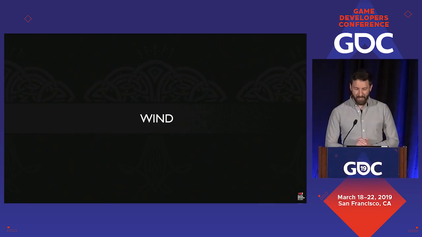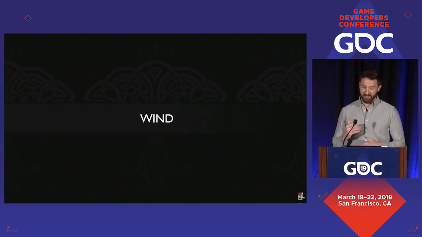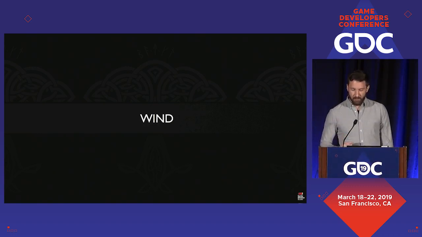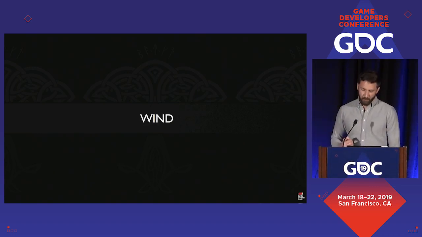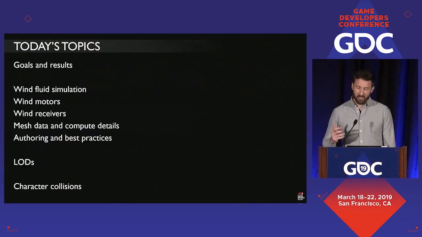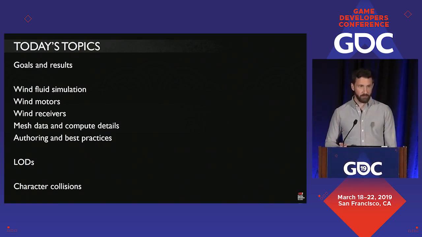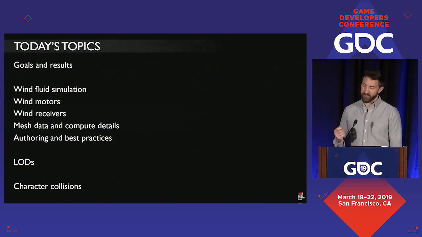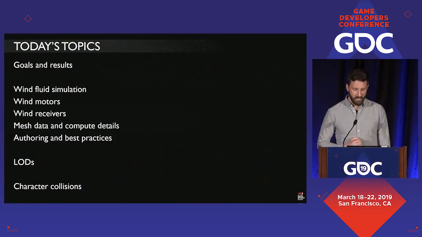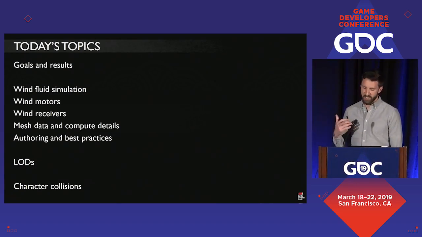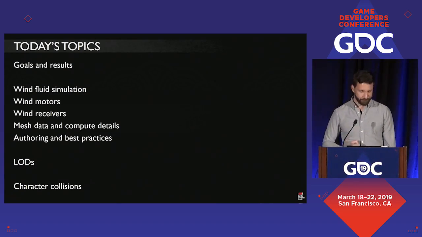So I hope you want to learn about our interactive wind system in God of War, because that's what we're going to talk about today a lot. We're going to go deep enough that you could go home and start implementing this, but in case you're just getting into tech art, I've tried to make this widely accessible. So let's dive in. This talk has several chapters. We will go over our goals for the system, wind simulation, wind motors, wind receivers, data and shader implementation, tricks we learned along the way, and some extra goodies like new approaches for vegetation levels of detail and interactions.